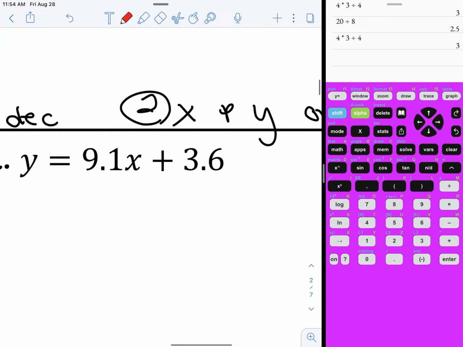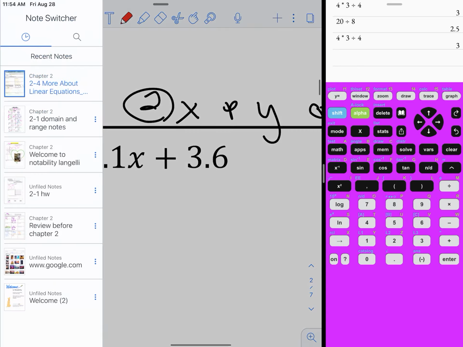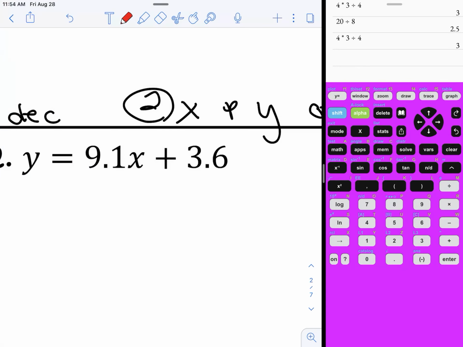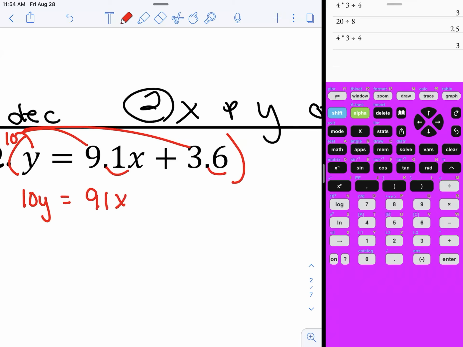Let's take a look at number 12. Number 12, you're going to notice it disobeys rule number 1. You're not supposed to have any decimals. So I'm going to multiply by 10. That's a rule we learned a long time ago. If you multiply by 10, that moves the decimal one spot, essentially. So instead of being 1y, it's 10y. Instead of being 9.1, it's 91. And instead of being 3.6, it's 36. Check it on your calculator.